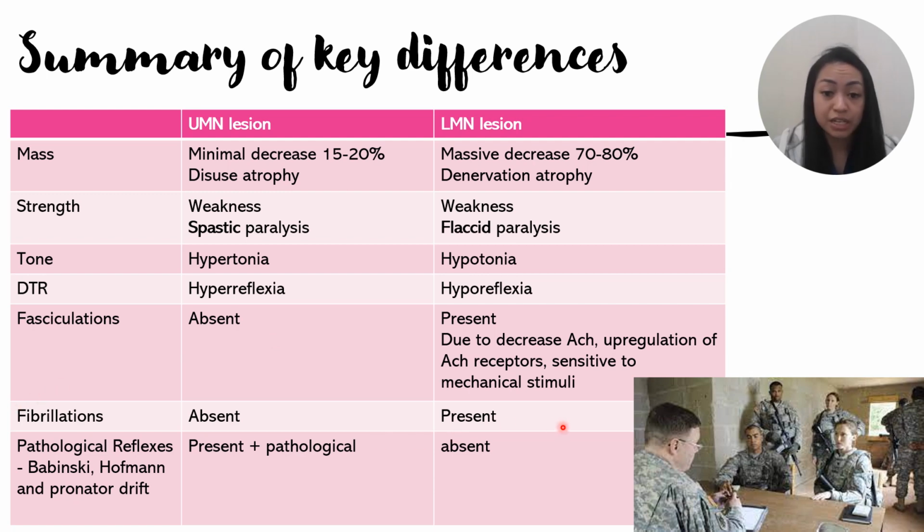Also, we're going to see fibrillations only in lower motor neuron lesions, because fibrillations are literally just fasciculations that are represented or shown on an EMG. Okay? So the pathological reflexes, so positive Babinski, positive Hoffman, and positive pronator drift, are only seen in upper motor neuron lesions and not seen in lower motor neuron lesions.